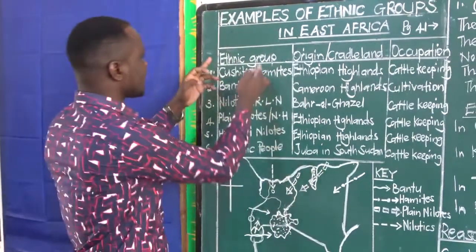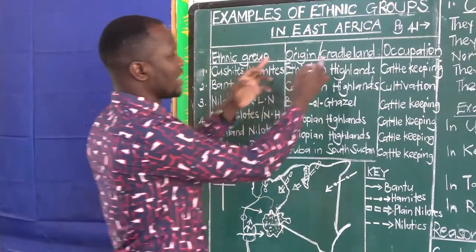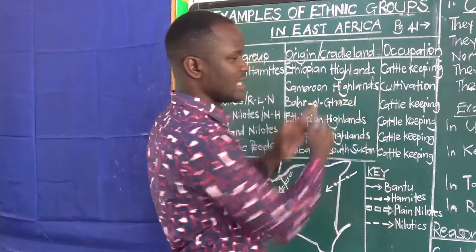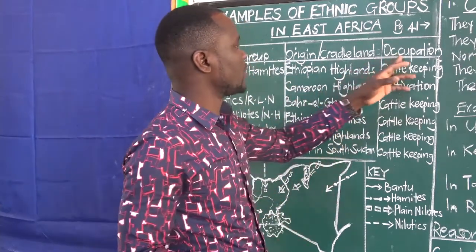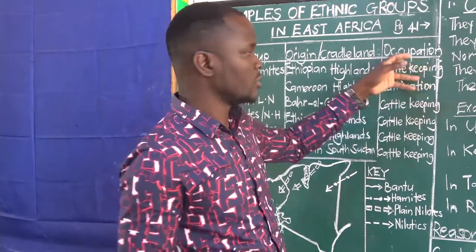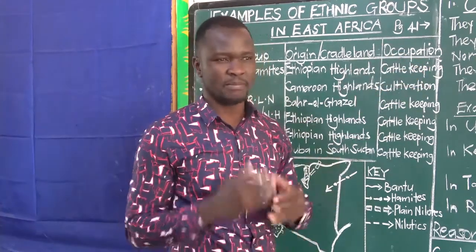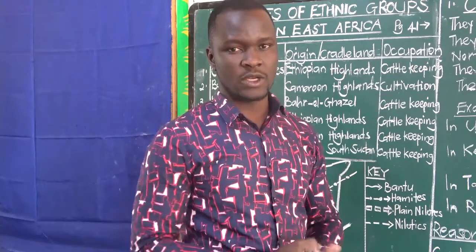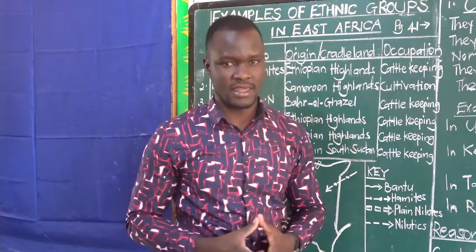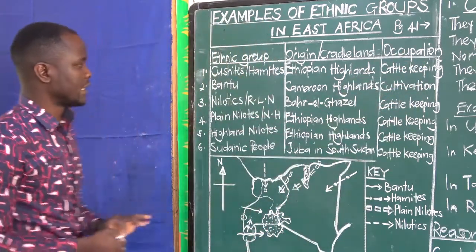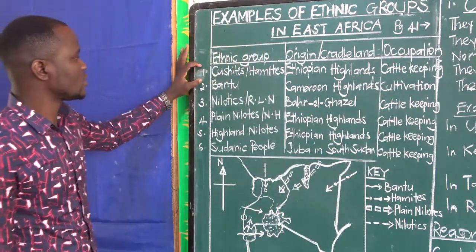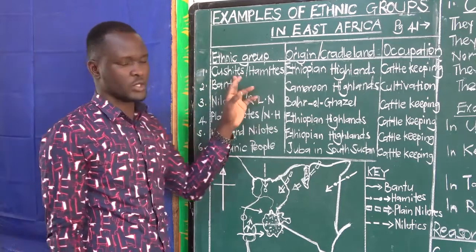So we have our ethnic group, we have the origin, that is the cradle land, where this ethnic group came from. Then we have the occupation. The occupation here, we are mainly looking at the major or the main economic activity that this ethnic group was doing. That is what we are going to be taking there. So our first ethnic group is that of the Cushites.